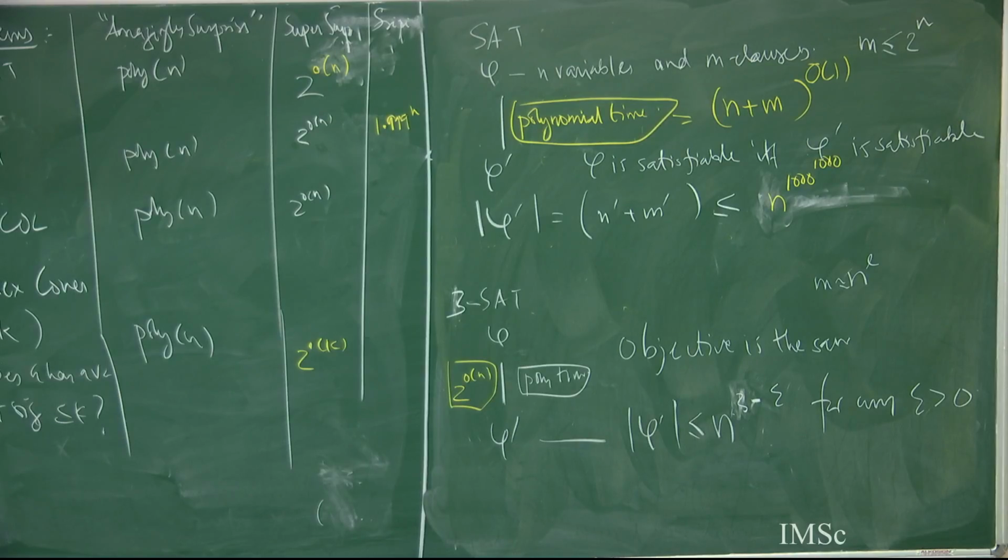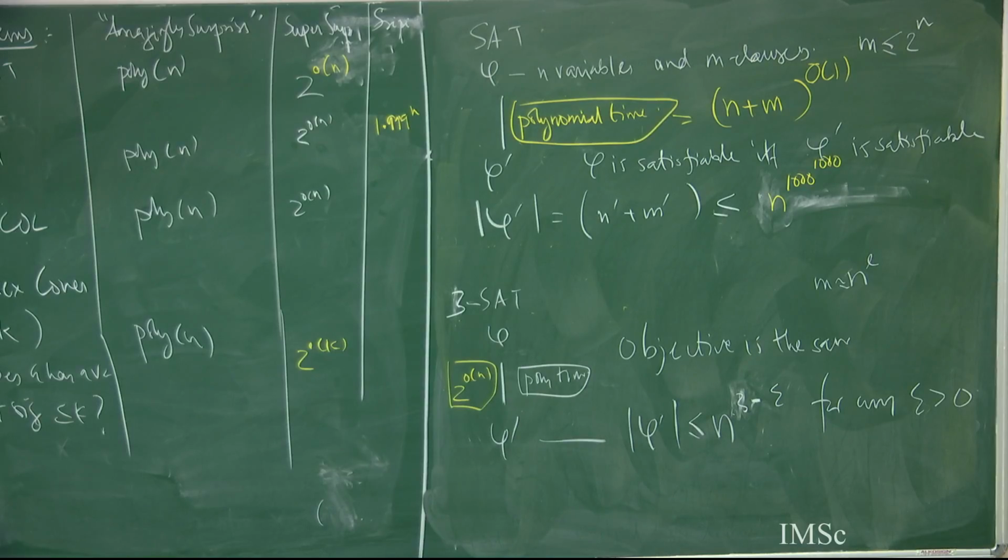Second, 3 SAT does not have a 2 to the power little o of n time algorithm. And third, SAT, not 3 SAT, does not have a 2 minus epsilon to the power n algorithm for any epsilon greater than 0. These are my assumptions.